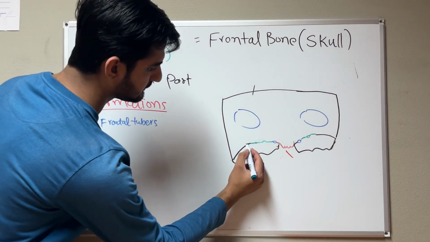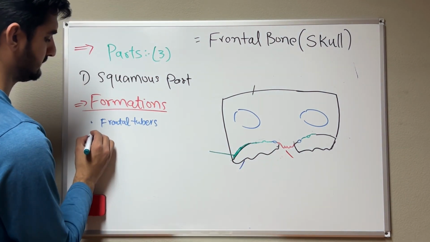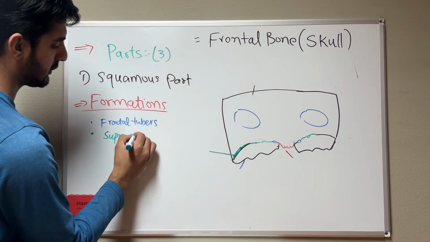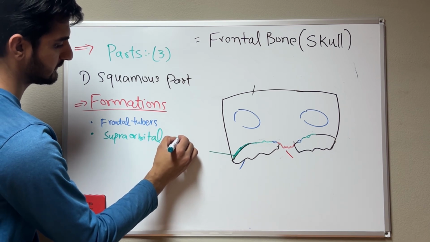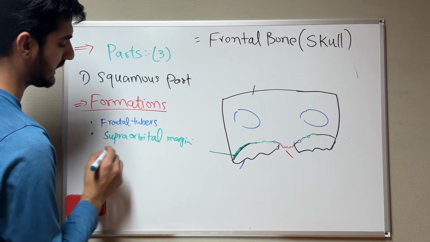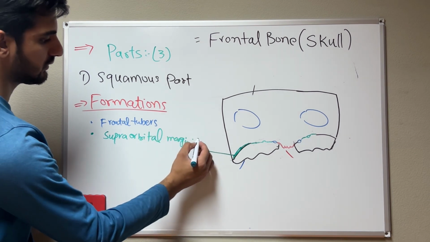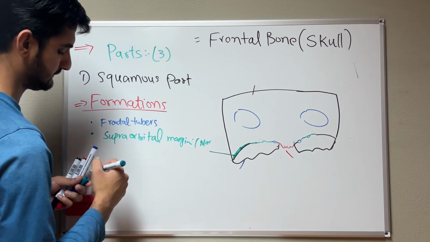This area is called the supraorbital margin. In Latin, margo supraorbitalis, or margin. Okay.